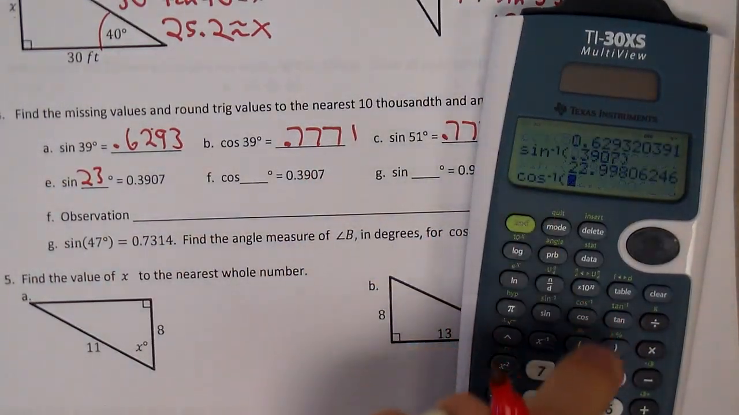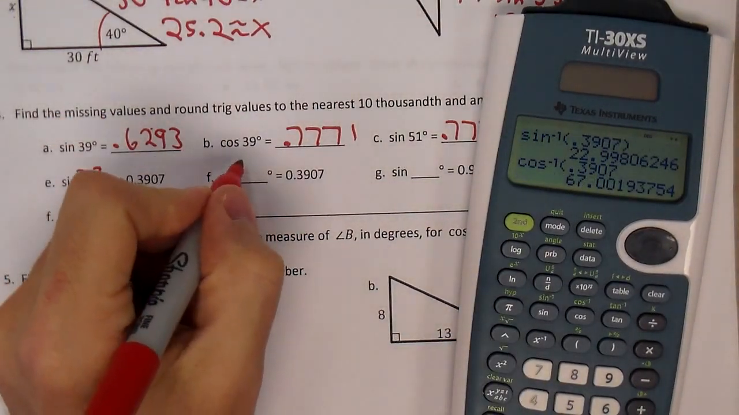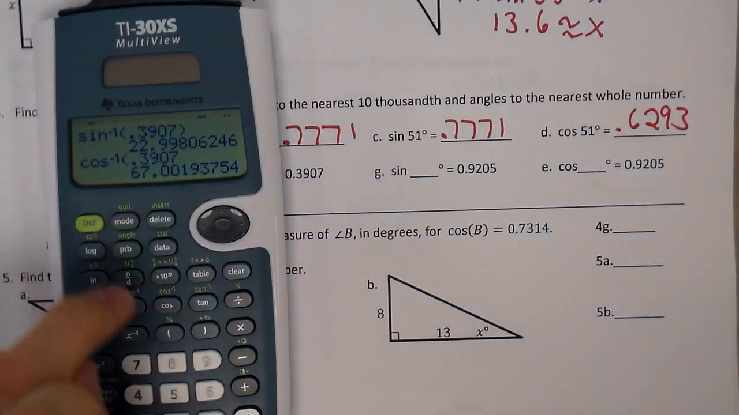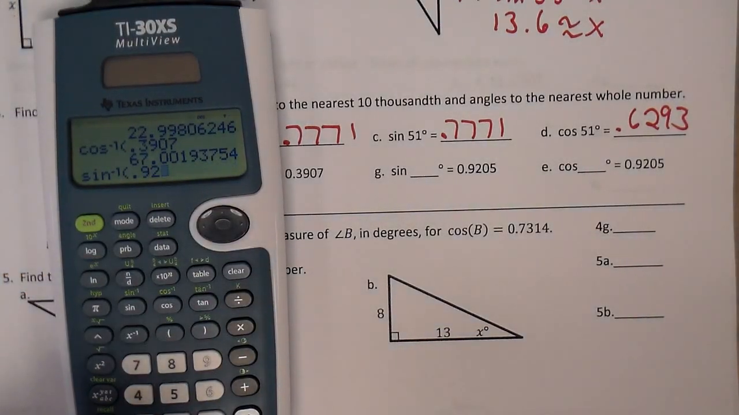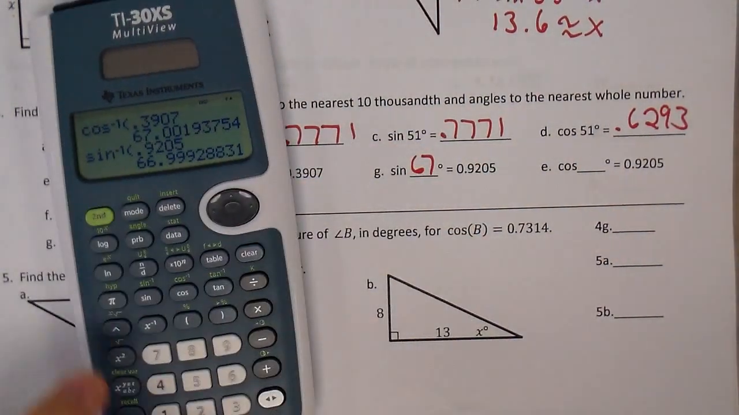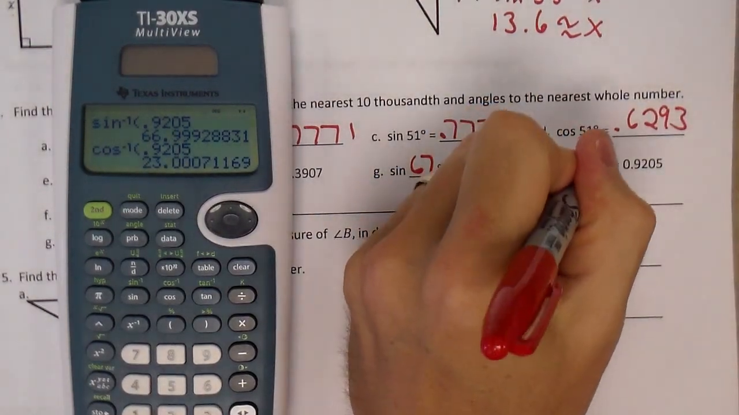Then we'll do cosine inverse of 0.3907. That gives me 67.00, so that's 67. Sine inverse of 0.9205, we're going to make that 67. And then cosine inverse of 0.9205 gives me 23.